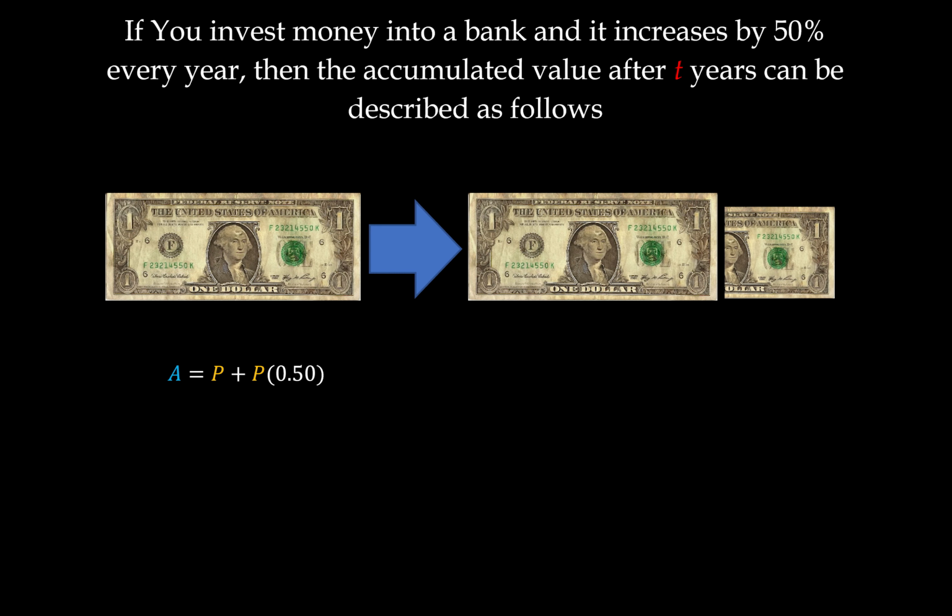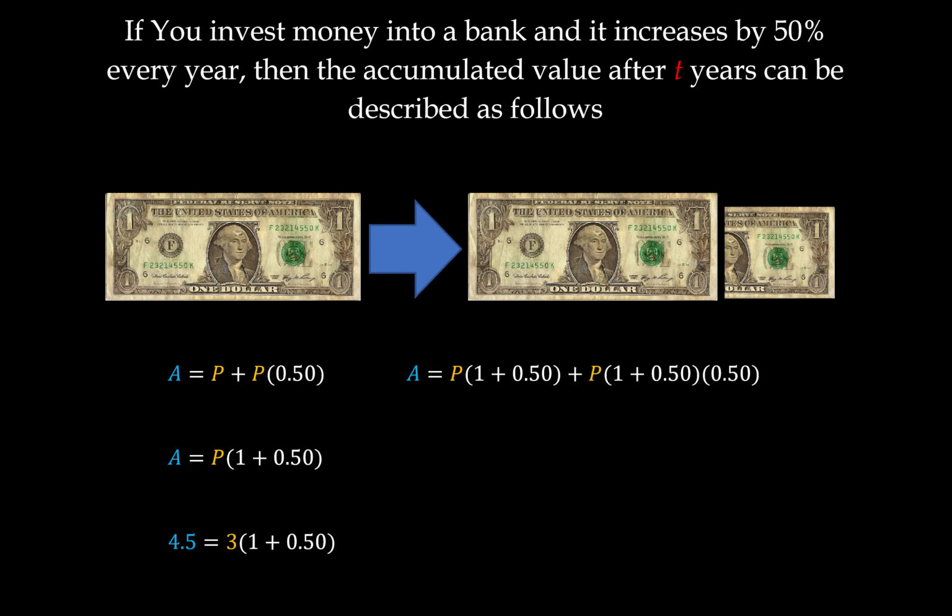Then after 1 year, my accumulated value would be my initial investment plus 50% of my initial investment. I can factor out my principal amount and I'm left with this formula. So if I deposit $3 into my account, then after 1 year of investing, my account would increase to $4.50.